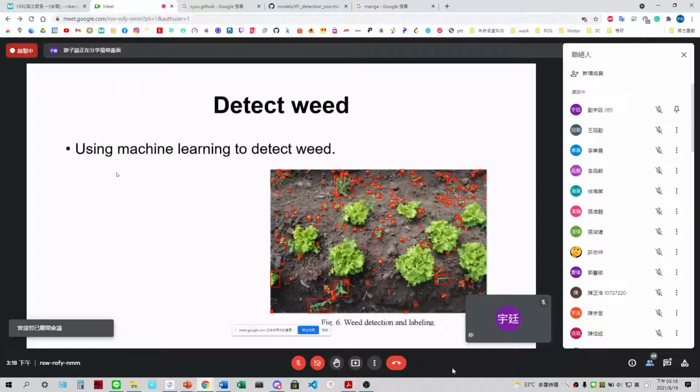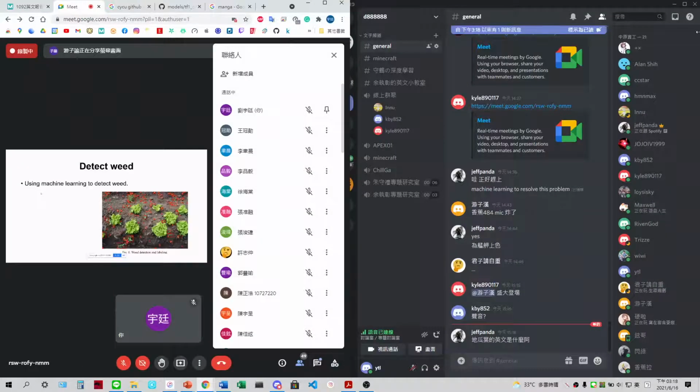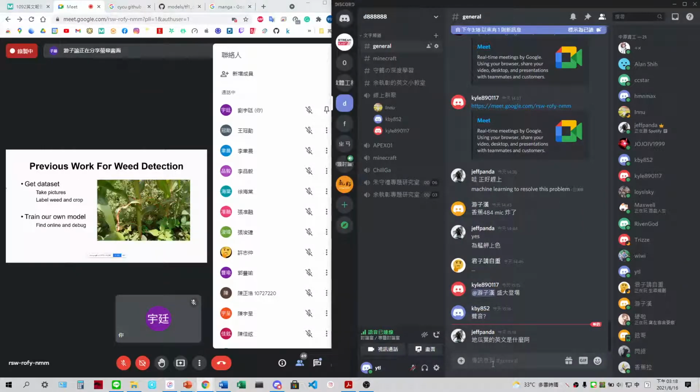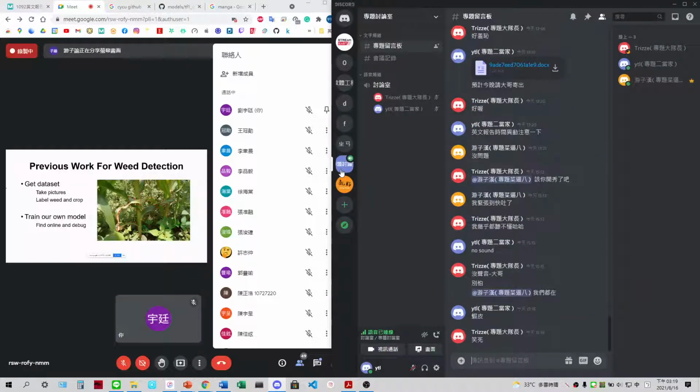First is detect weed. Machine learning is now very popular, and there are many people using machine learning on object detection. This method can help the machine to detect weed. And here is the example for object detection. The red bounding boxes are weed. The previous works for weed detection are to get a data set and train our own model. The red part is the corn and the green part is weed.